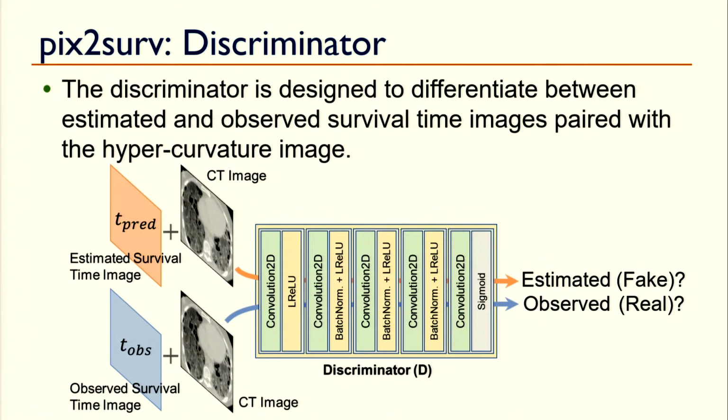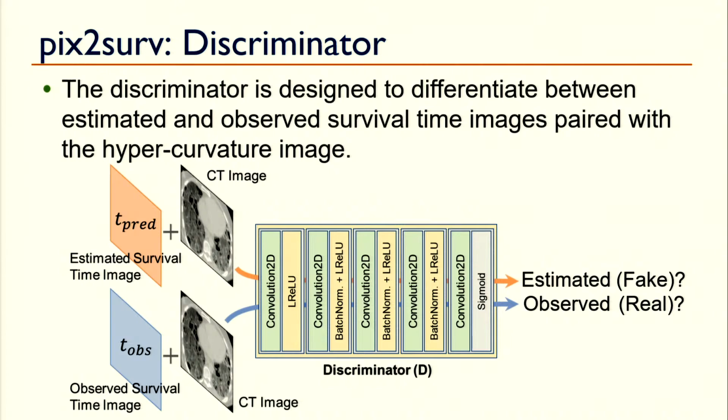There are 2 cases, but the CT image is the same in both cases. The survival time image can be either the one estimated by the time generator, a so-called estimated survival time image, or it could be based on the real survival time of the patient, and here it is called the observed survival time image. The output of the discriminator indicates if the input pair of the CT image and the corresponding survival time image looks real or fake.